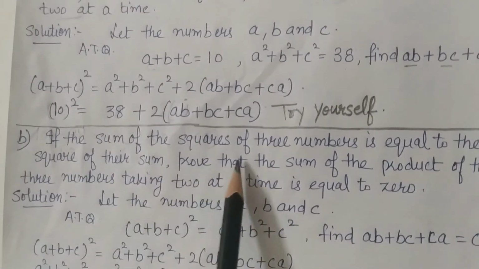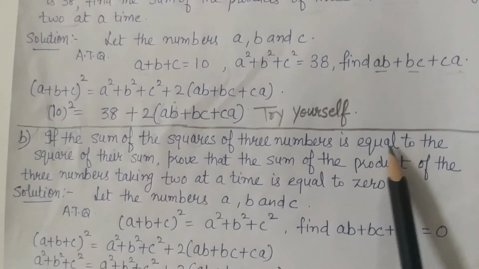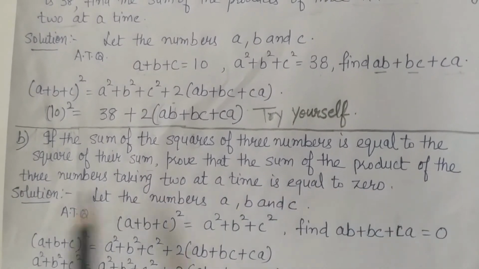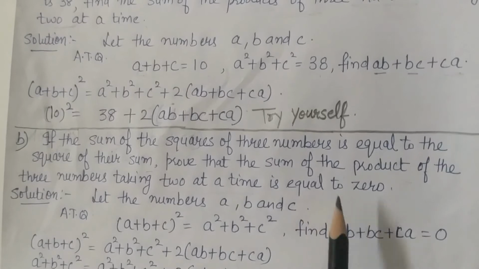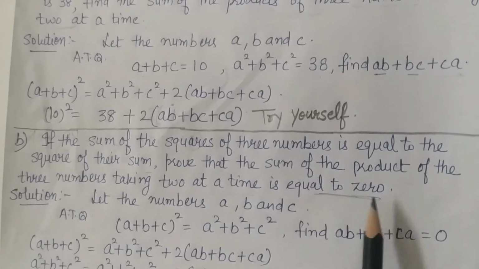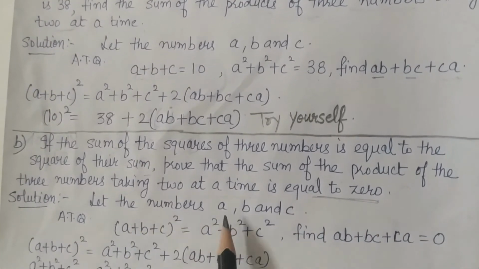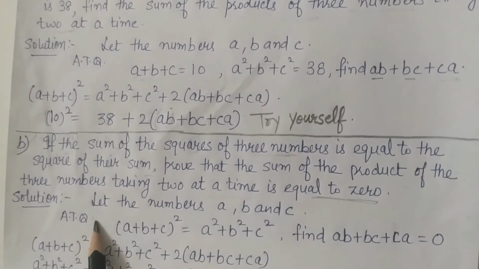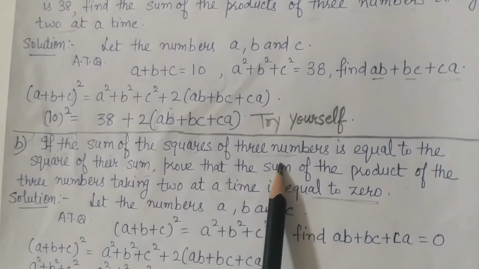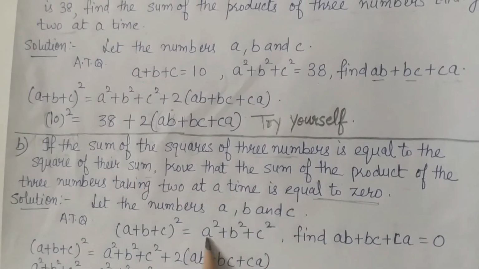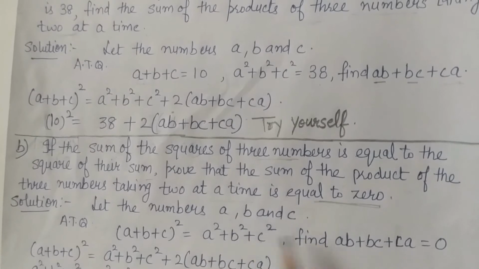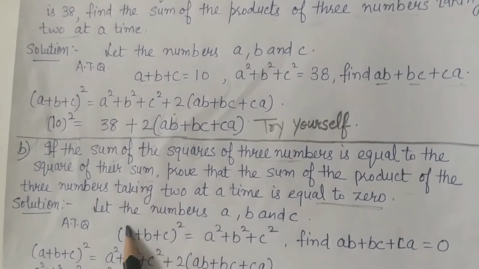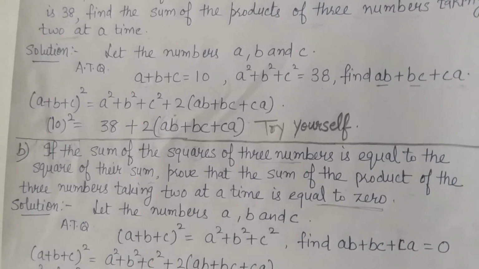Now look at your B part. If the sum of the squares of three numbers is equal to the square of their sum, prove that the sum of the products of three numbers taking two at a time is equal to 0. So first of all let the numbers be A, B, C, because you have to let three numbers. According to the question, the sum of squares of three numbers, A square plus B square plus C square, is equal to the square of their sum, A plus B plus C whole square.